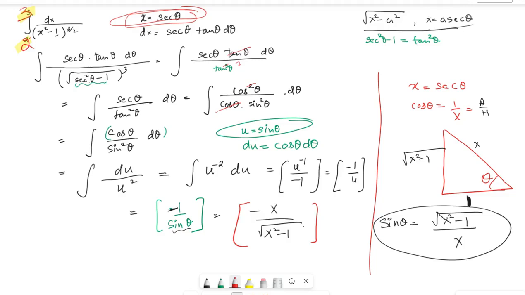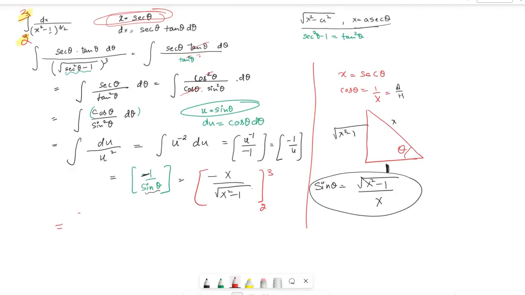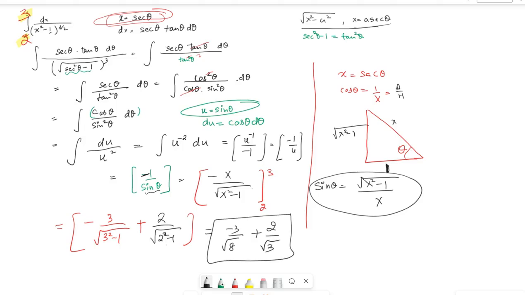Remember, we had the limits. We need to work out the limits here. Okay. So put the limits back. How do you work out the limits? We put the upper limit in the question. So negative 3 by square root of 3 squared minus 1, minus, but there is another minus, so plus 2 by square root of 2 squared minus 1. So basically negative 3 by square root of 8 plus 2 by square root of 2 squared minus 1, 4 minus 1 is 3. This should be your answer.